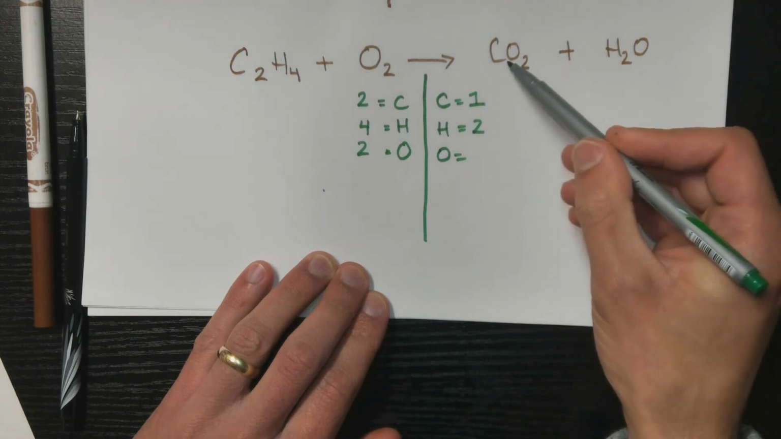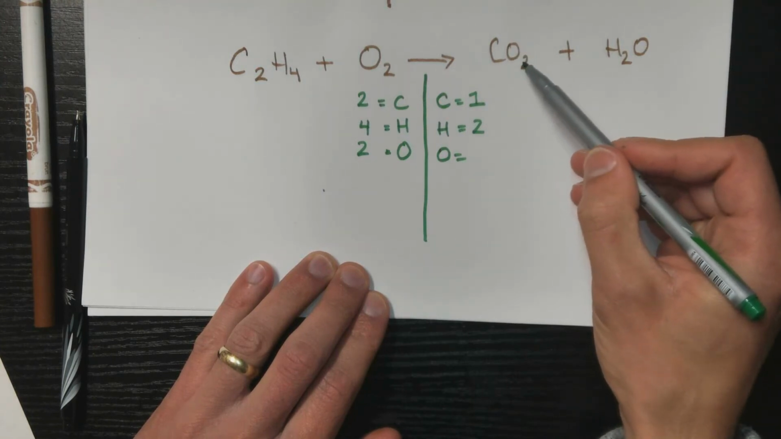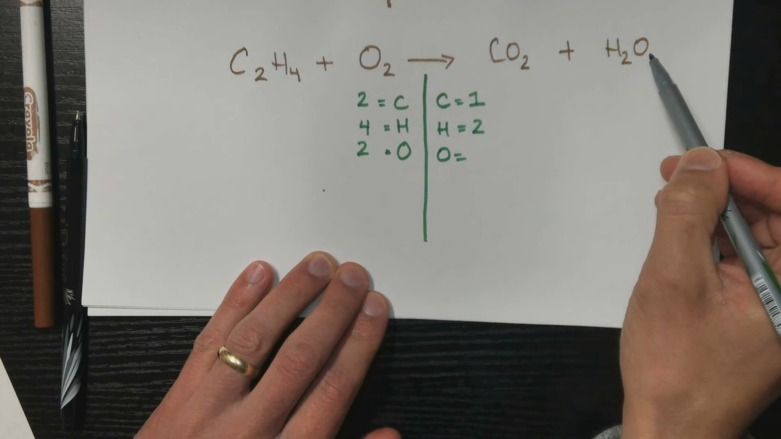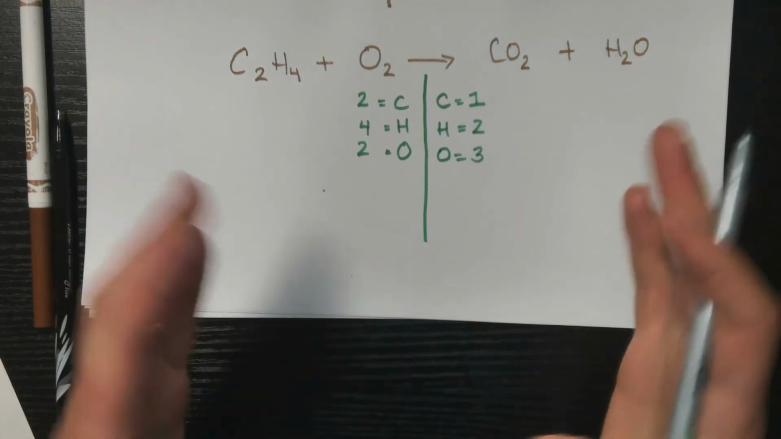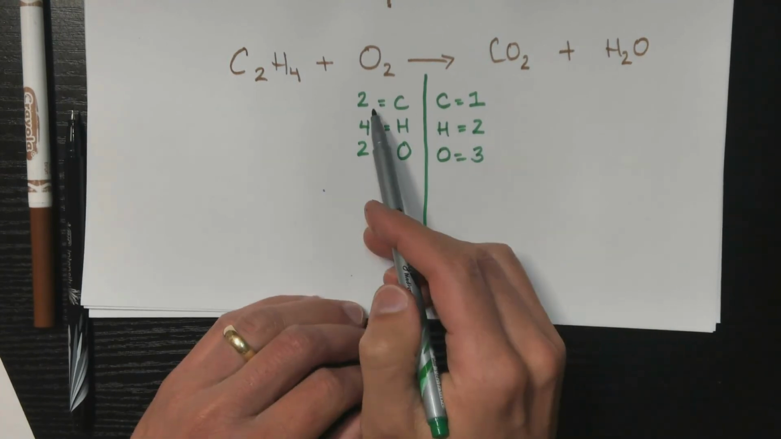Now for oxygen, you want to look and see, okay, there are 2 here, but there's 1 over there. So there's actually 3 oxygens in this equation. Okay, let's go ahead and start balancing. Let's start with the top.